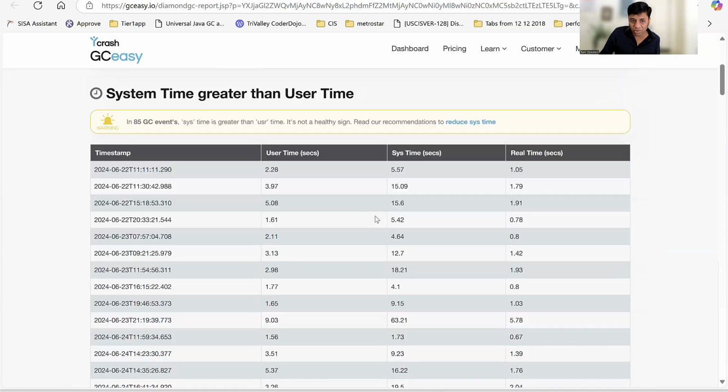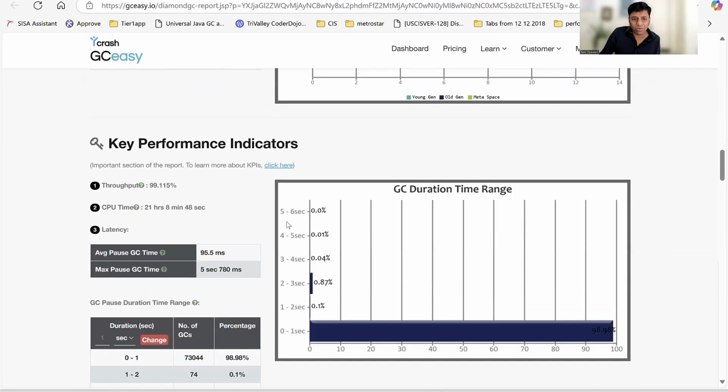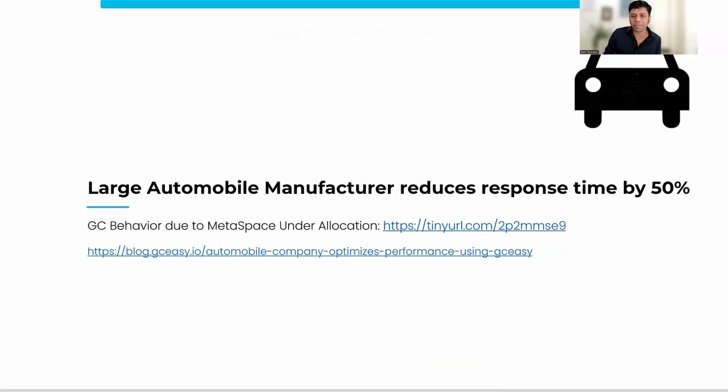Now, even more, the best part here is, look what has happened to the throughput. The throughput went to 99%. Earlier, what was it? 96%. 96% means it's stopping for almost 1 hour per day per JVM. Now the throughput has gone a lot better. If throughput gets a lot better, that means your customer-facing response time is going to get a lot better. I want to share with you one more interesting case study.